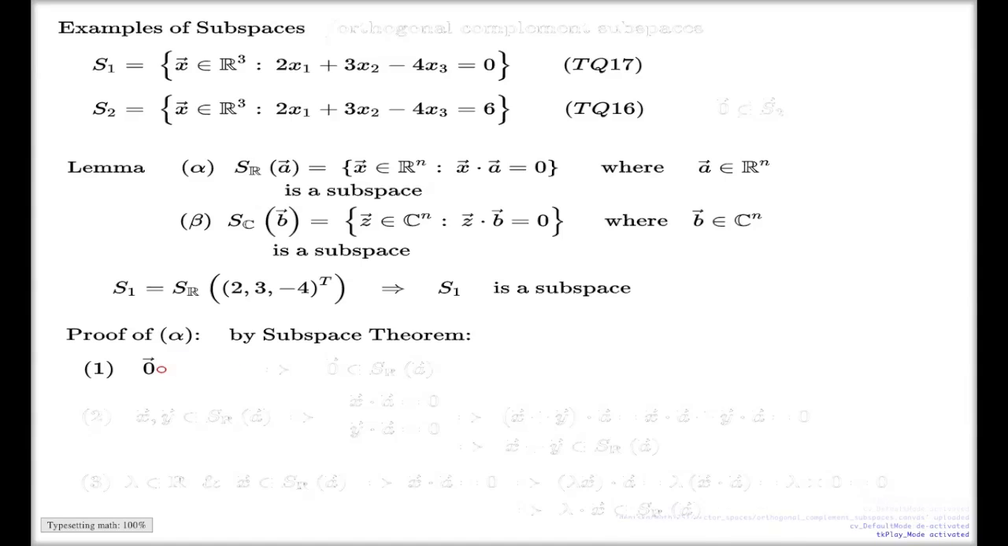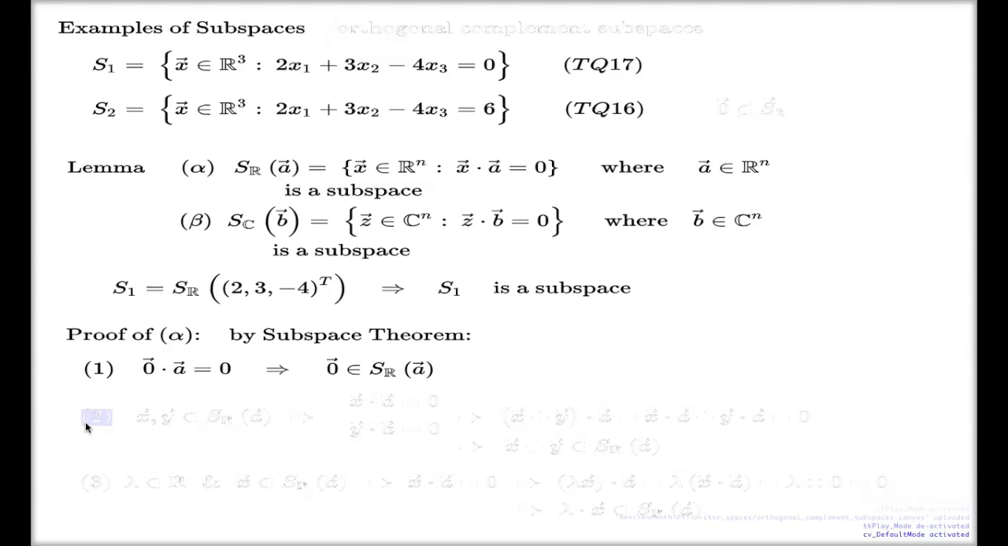The first criterion says 0 must be in this subset. Well, we just do a direct check. If I do a dot product between the 0 vector and my vector A, we all know that the dot product of the 0 vector with anything is 0 all the time, and that's why the 0 vector satisfies this condition, and that's why the 0 vector is a member of my set. The first criterion is checked.